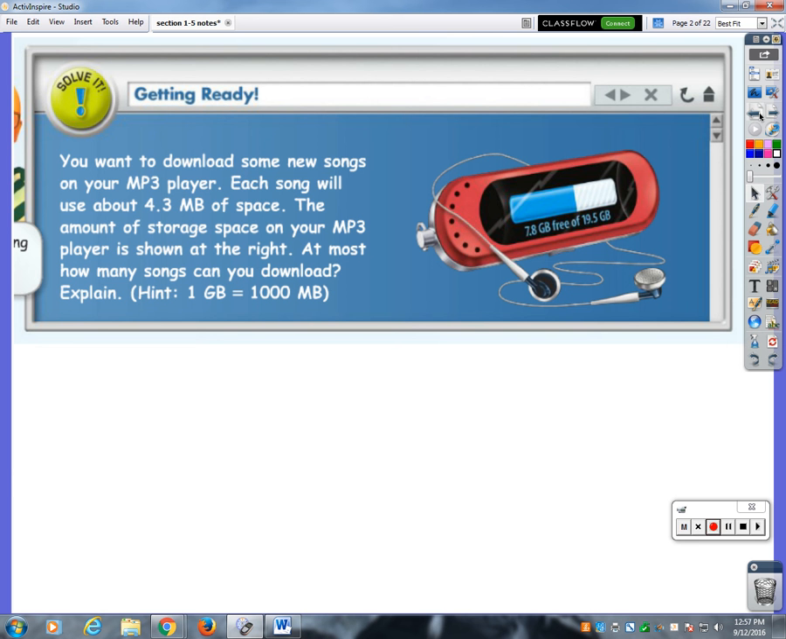So if you can't read this, it says there's 7.8 gigabytes free out of 19.5 total gigabytes. At most, how many songs can you download? And we have a little conversion going here. 1 gigabyte equals 1,000 megabytes. Okay, so with your group at your table, will you answer the question? At most, how many songs can you download?